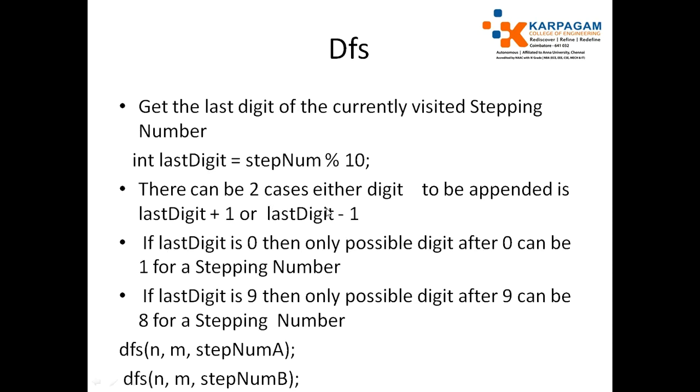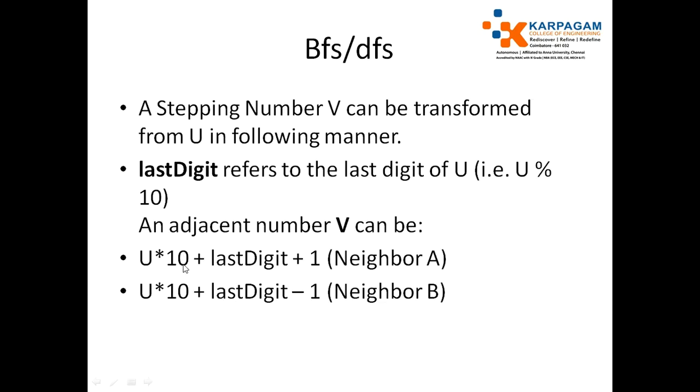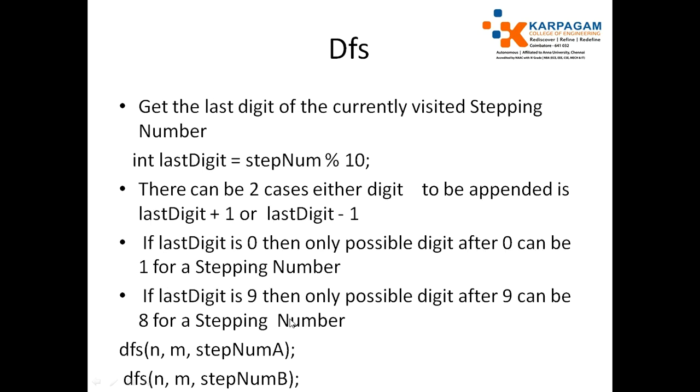The two cases: the digit to be appended is last digit plus 1 or last digit minus 1. For example, if I am taking 1, you know that it is 1 into 10 plus 1 plus 1, so it is 12, or it remains 10. So for 1 it is either 10 or 12. Those possible stepping numbers can be easily identified.